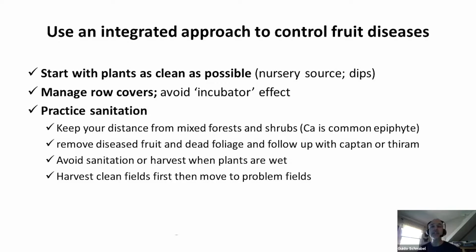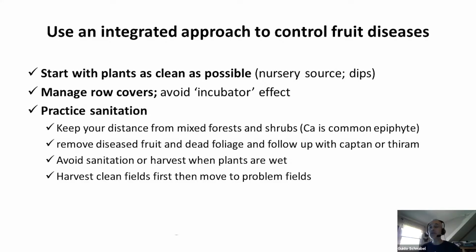Remove diseased fruit and dead foliage and follow up with a Captan or Thiram application. That's a good sanitation practice. And the reason why we want to follow up with a fungicide application is we are basically disturbing the canopy of the plants. We are spreading inoculum around by removing dead leaves and infected strawberries. And we want to make sure that those inoculum sources are taken care of.